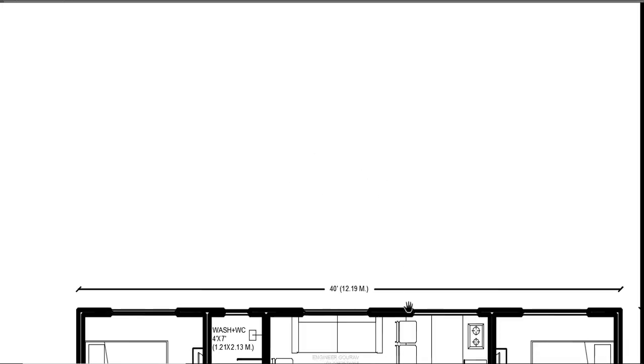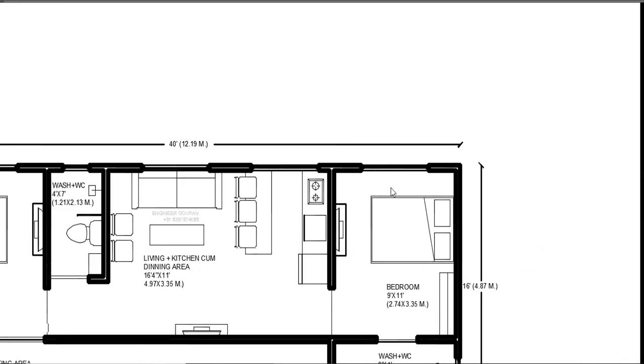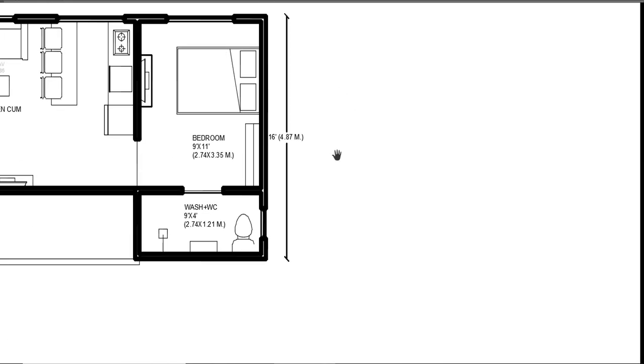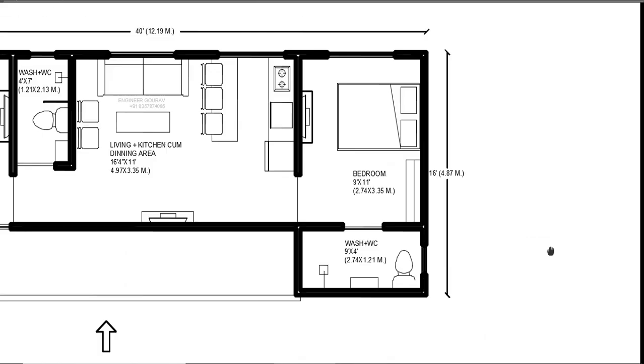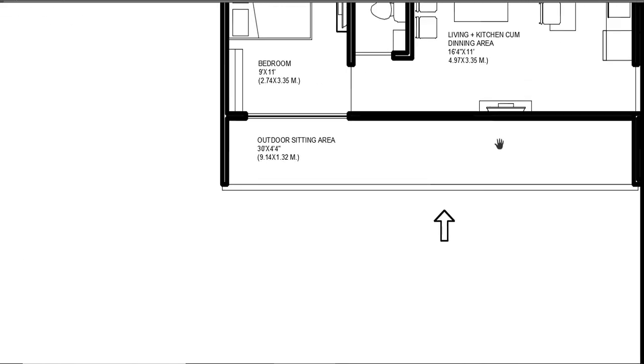So this is the floor plan of the house. There are two 40 feet shipping containers. The total area I have taken is a length of 40 feet, in meters 12.19 meters, and a width of 16 feet, in meters 4.87 meters. In the front we have an outdoor sitting area here, and after that we'll go inside.